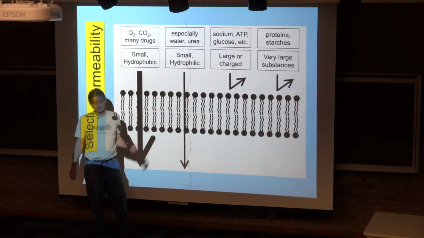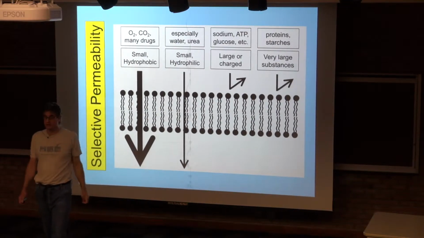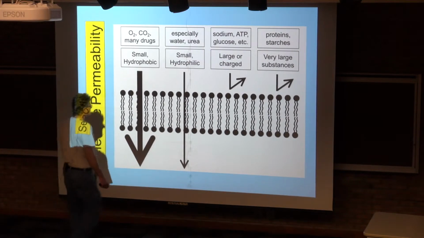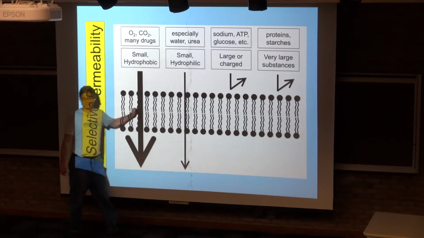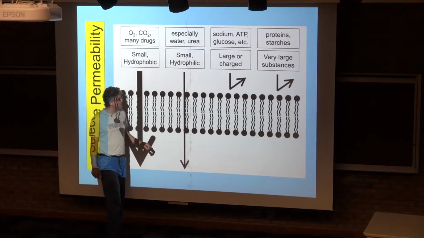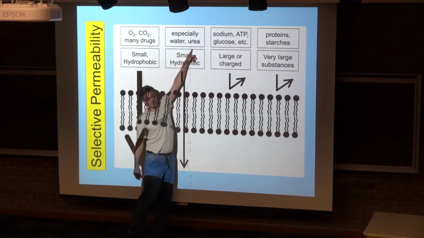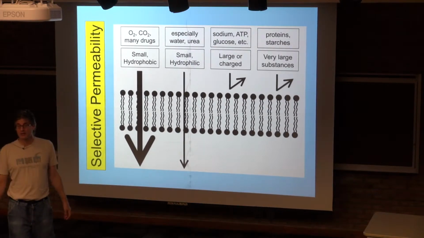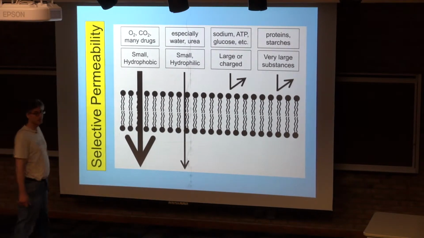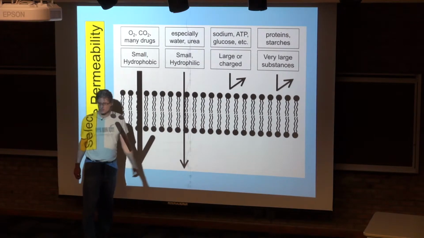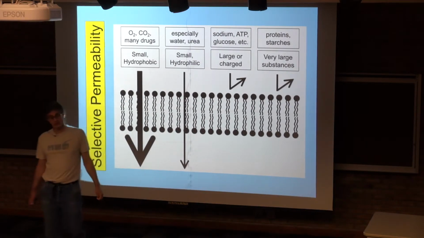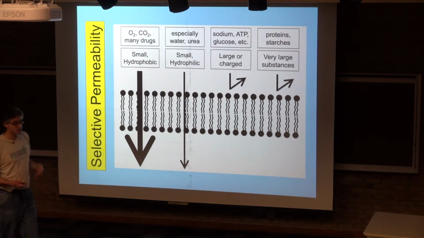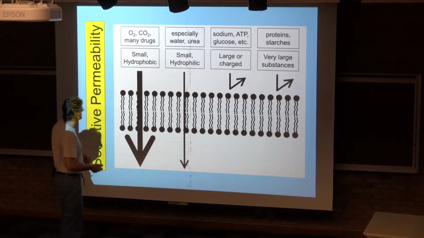Also, small things that happen to be hydrophilic, that is water-loving, are able to cross lipid bilayers, not as effectively as the small hydrophobic things. An example here is this molecule urea, but more importantly is the molecule water. And in fact, in the lab, I'm not sure if it's going to be next week or the week after, we'll be looking at osmosis, which is the movement of water across membranes.